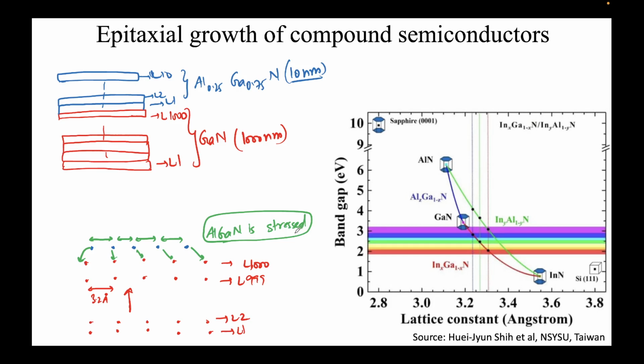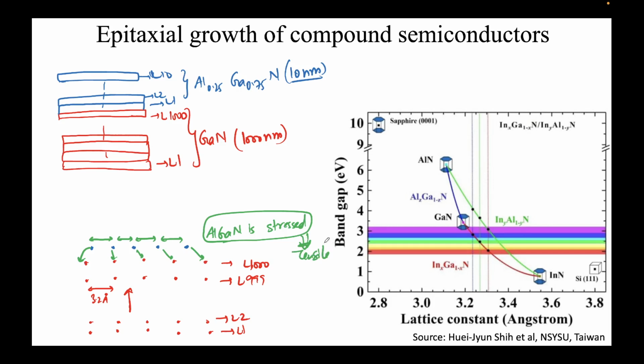How stressed? There are two types, compressive or tensile. What you are forcing it to do is stretch. What kind of stress is this? This is called tensile stress. Where does the stress come from? Because you are growing on gallium nitride. That's where this tensile stress comes into the picture.